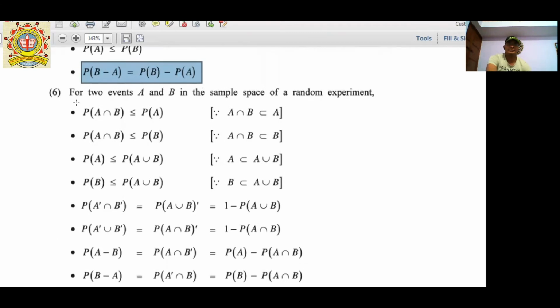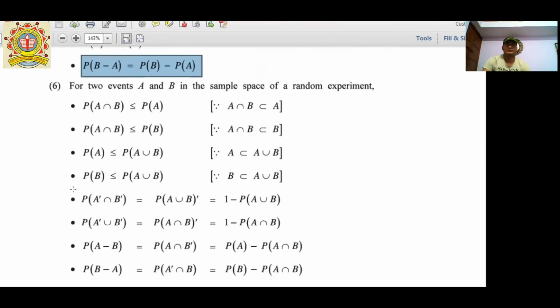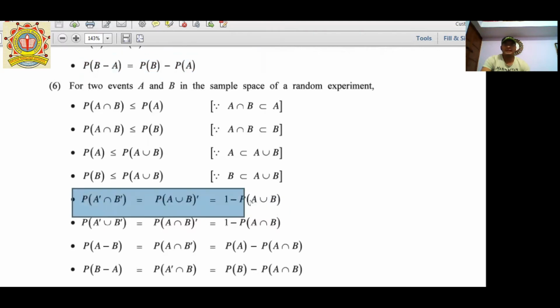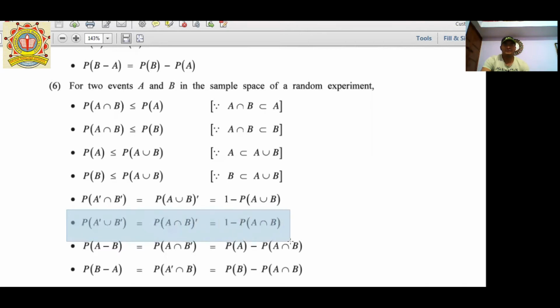Next point, this one, P of A dash intersection B dash is equal to P of A union B dash. We can also say that it is 1 minus P of A union B. Next, in the same way, the opposite side, P of A dash union B dash is equal to P of A intersection B complement, which is equal to 1 minus P of A intersection B.